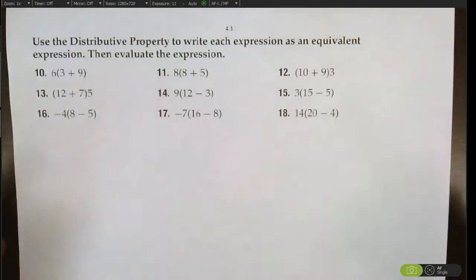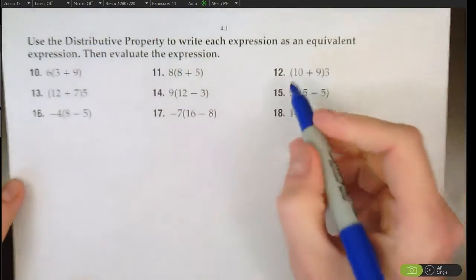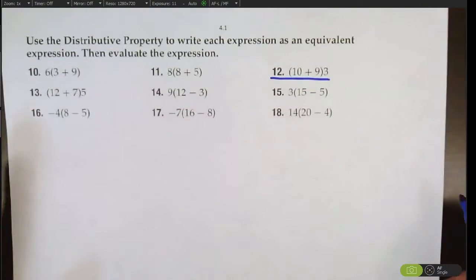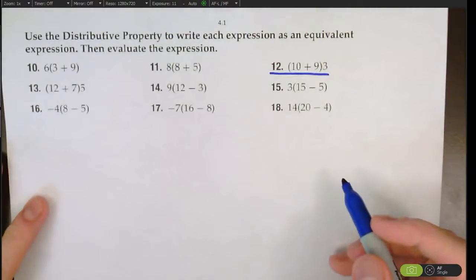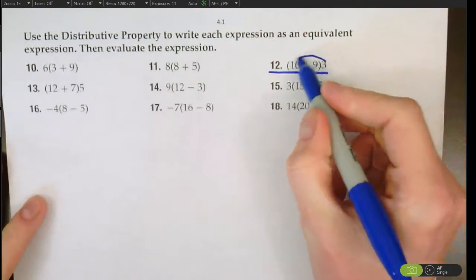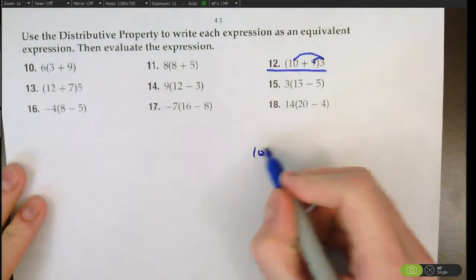Okay, so here's just a little bit of extra problems for section 4.1 about the distributive property. So we'll just start with 12 since that was one from homework. Basically all you're supposed to do here is show me that you know how the distributive property works. So we're looking at a right-hand distributive property. So 12 would be 3 times 10 and 9 times 3.